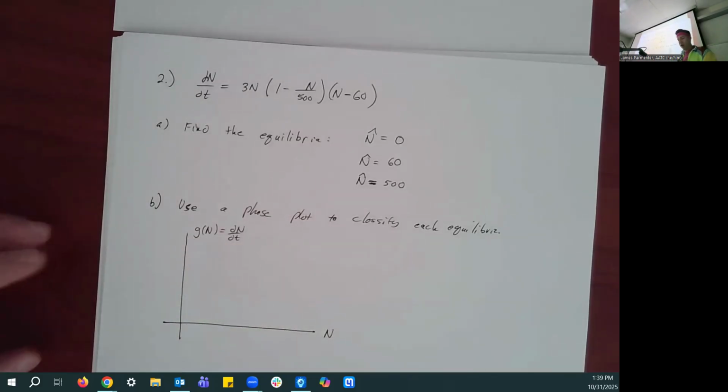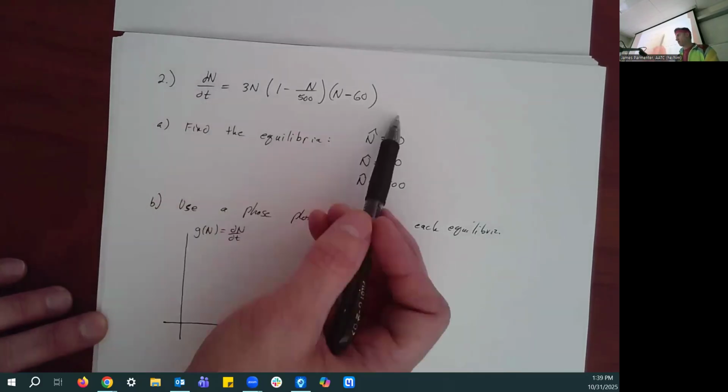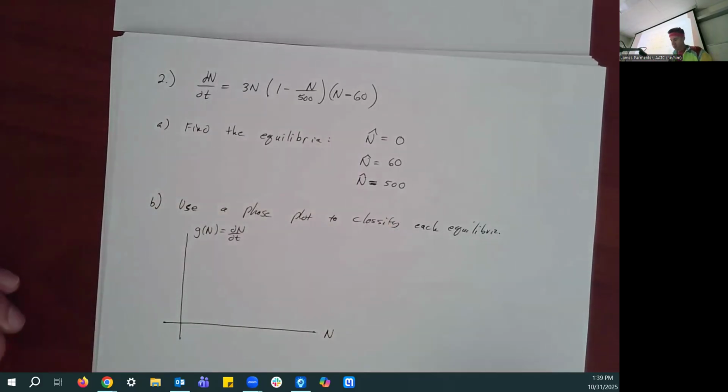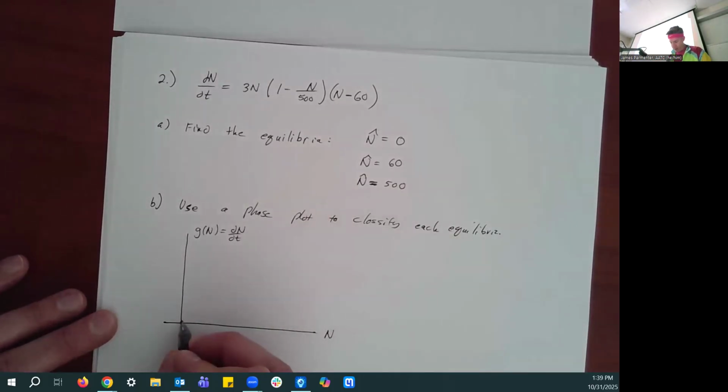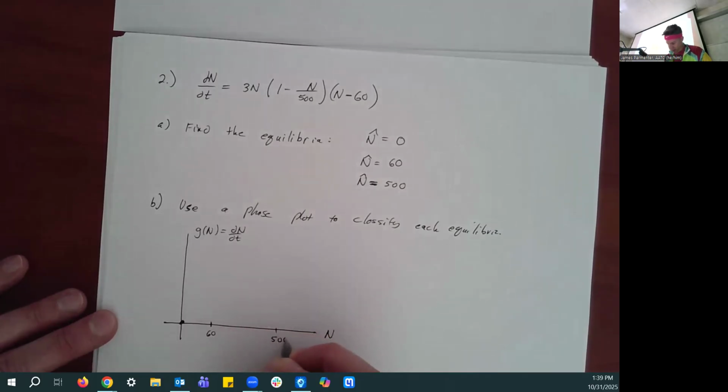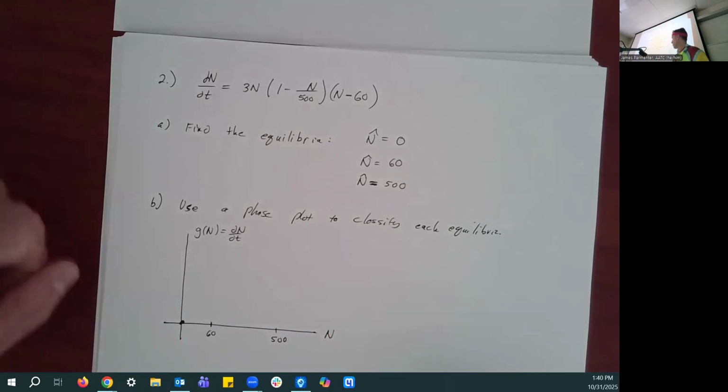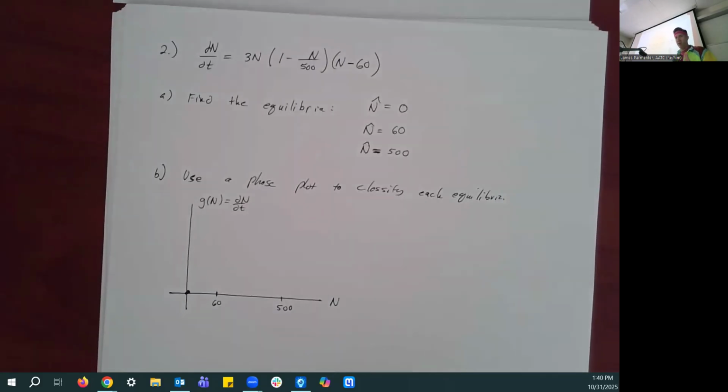Again, we're really just thinking of graphing y as a function of x. We're just not using y and x. All right, so I'm going to put all my equilibria on my x-axis. So 0, 60, 500. They don't really have to be spaced out equally at all. You just have to make sure that they are in the right order.